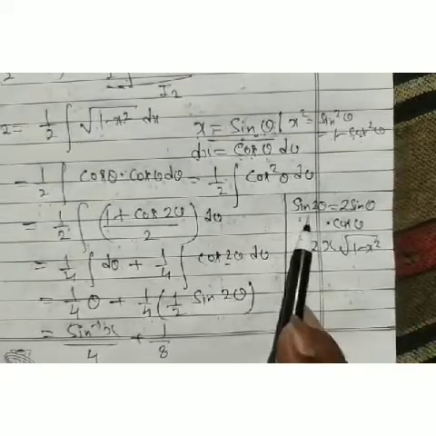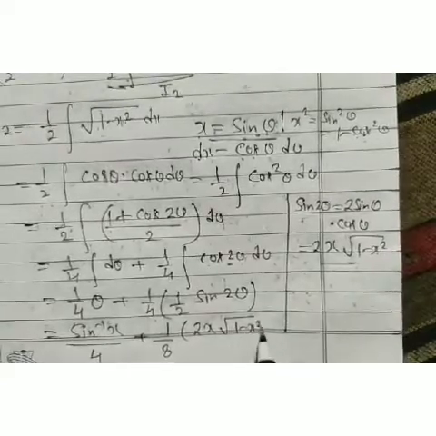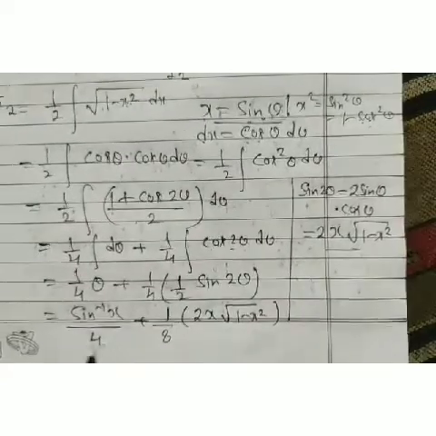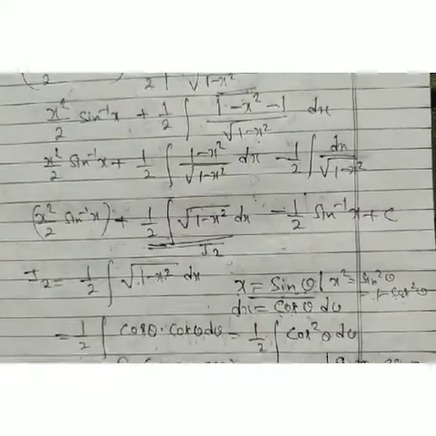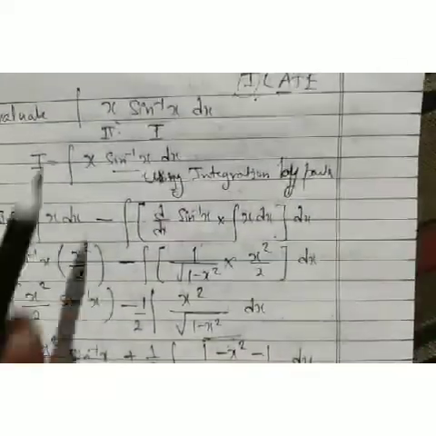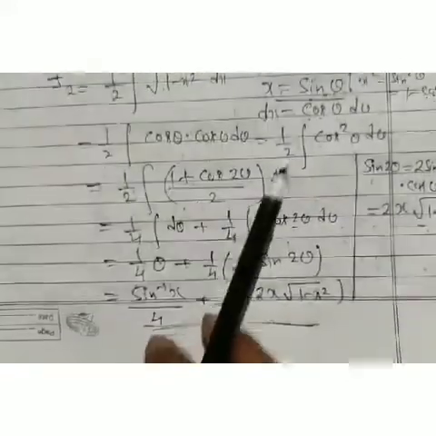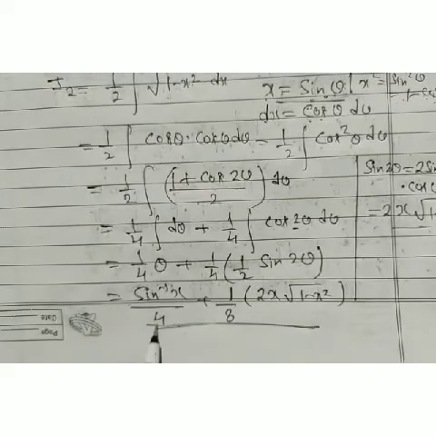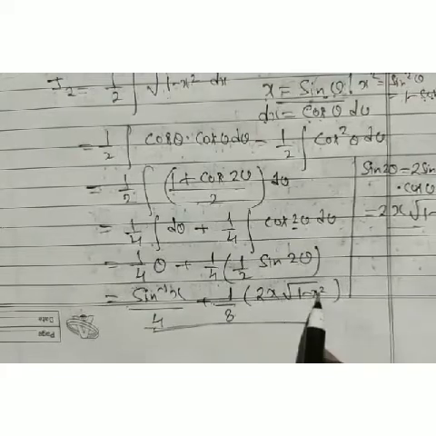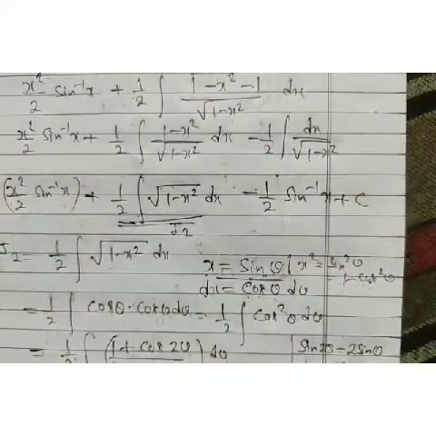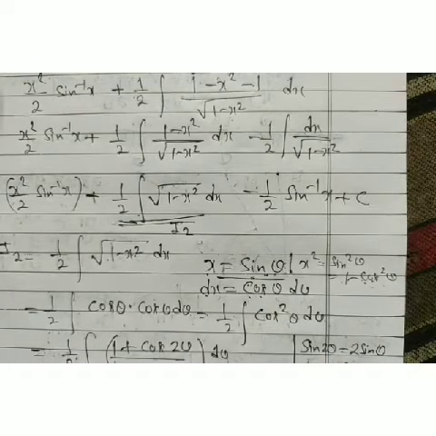Then in place of sine theta we put 2x under root 1 minus x square. This is our complete solution. Now we have to put these values here. Then our complete answer for the integration of x sine inverse x is x square by 2 sine inverse x plus sine inverse x by 4, plus 1/8 of 2x under root 1 minus x square, and then minus 1/2 sine inverse x plus c. This is our complete answer of x sine inverse x.